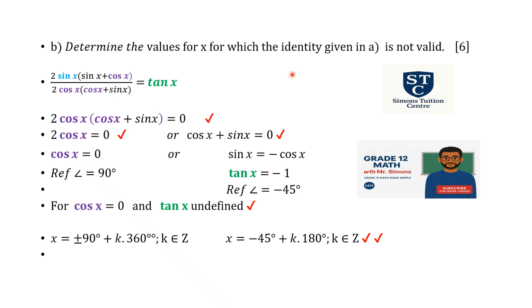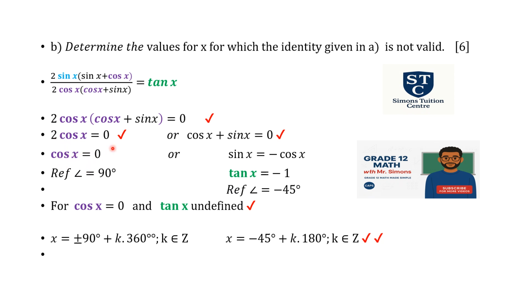Determine the values of x for which the identity given in A is not valid, for 6 marks. So I assume, remember, if you divide a fraction by 0, it becomes undefined. So therefore, automatically, it's not valid. So from what we solved previously, when we did the identity, we got to the point where we had 2 sin x plus cos x, 2 cos x plus sin x. So in short, 2 cos x plus sin x equals 0. If that's equal to 0, the whole fraction becomes undefined. So I can say 2 cos x equals 0, or cos x plus sin x equals 0. There, 0 divided by 2 gives me 0.